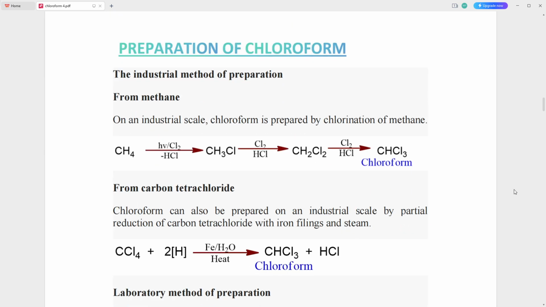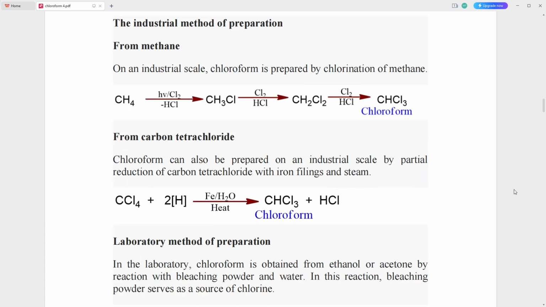The industrial method of preparation from methane. On an industrial scale, chloroform is prepared by the chlorination of methane, as you can see in this equation, from carbon tetrachloride. Chloroform can also be prepared on an industrial scale by partial reduction of carbon tetrachloride with iron filings and steam. When CCl4 reacts with suitable catalysts, chloroform plus hydrochloric acid forms.